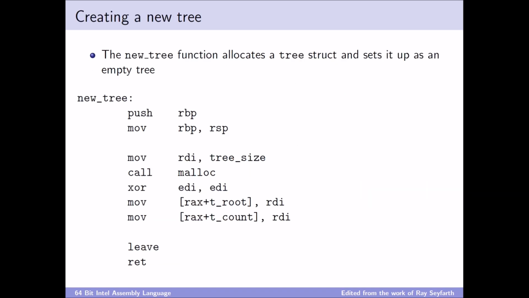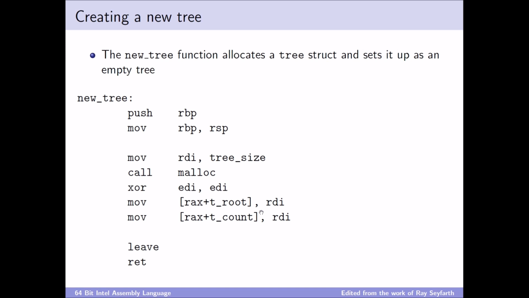To implement our new tree function, this is just to allocate a new tree to work from. What we'll need to do is first set up and destroy our stack frame. That's because we plan on calling at least one extra function. What we will now do is move the size of the tree into RDI and call malloc, so we'll allocate a contiguous chunk of memory. In this case, it will be 16 bytes.